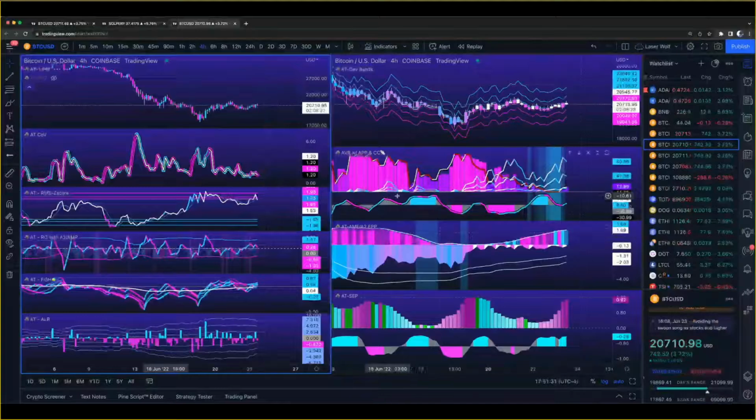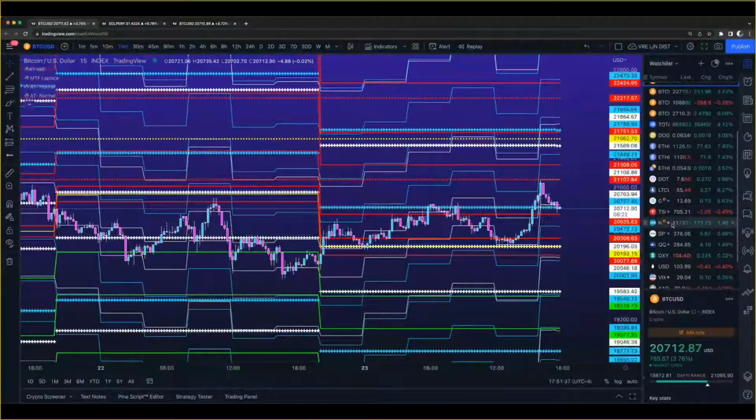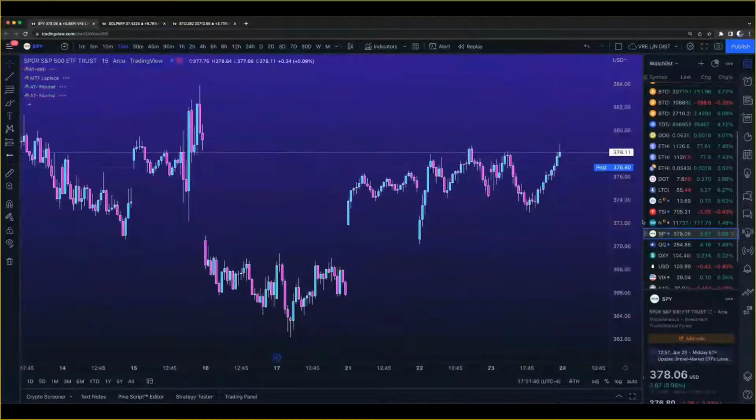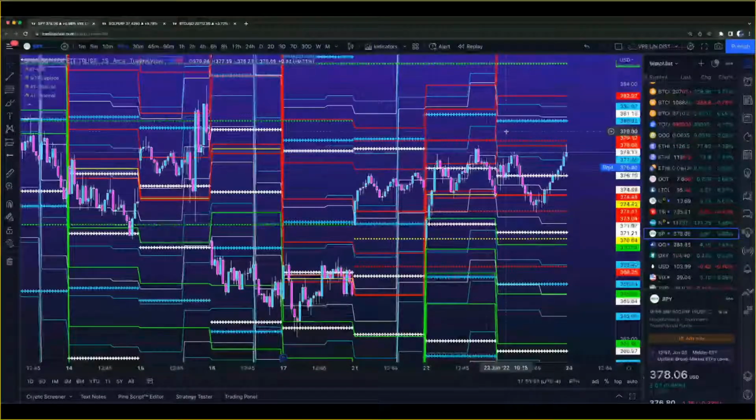Crypto. I want to start over here. I want to look at this because just like I said yesterday, it appeared to me that SPY was closing above that weekly range, right? What the hell is happening here?